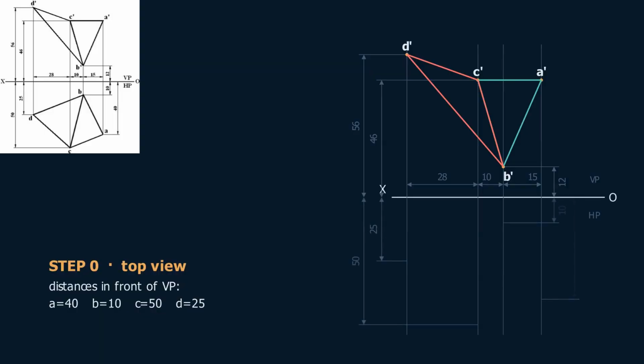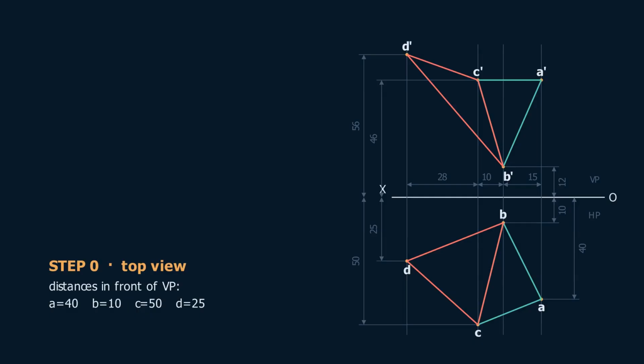Then the top view, below XY. These distances are measured downwards from XY, and each one tells you how far the point lies in front of the vertical plane. A is 40, B is 10, C is 50, D is 25. Join the same 2 triangles. That is figure P4.12 complete, and everything from here on is your own construction.